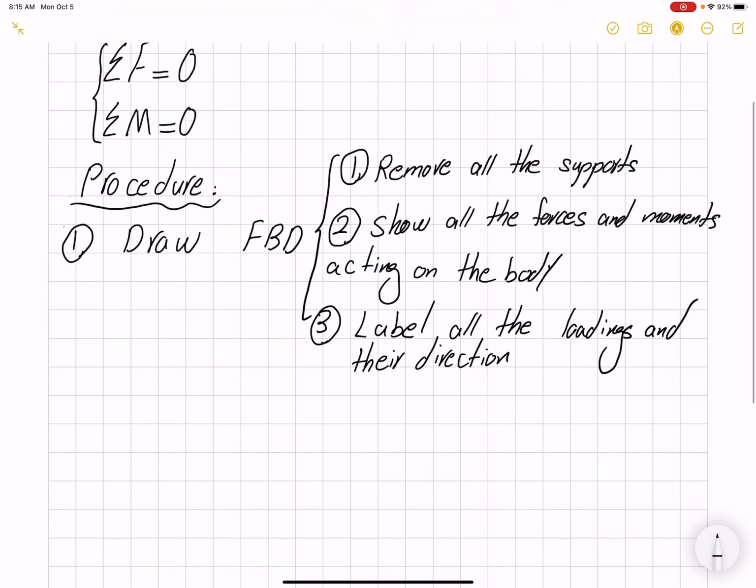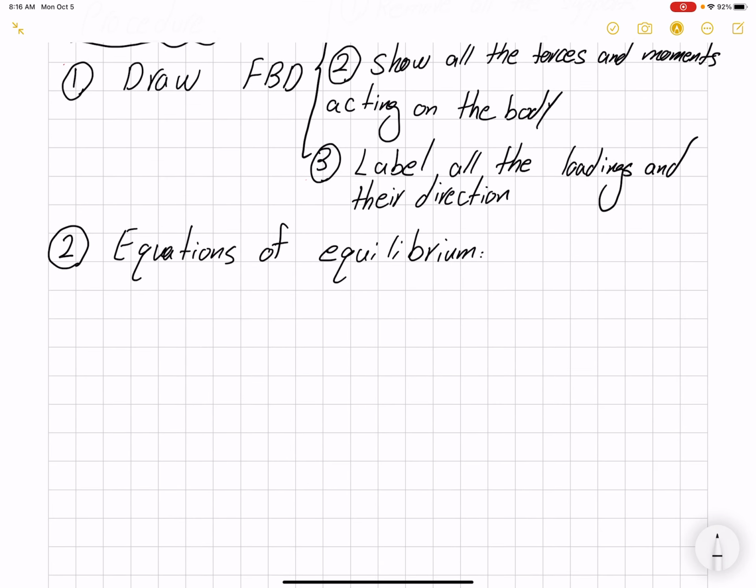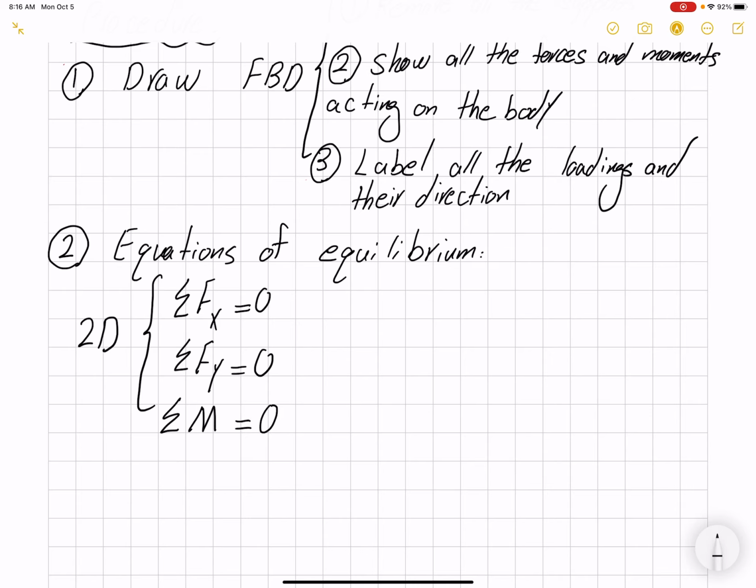Whenever we are talking about equilibrium, first we have to start with a free body diagram, similar to equilibrium of a particle. Then we are going to write equations of equilibrium. So equations of equilibrium, if we are in two-dimensional, we have summation of forces in x direction equals 0, summation of forces in y direction equals 0, and summation of moment would be equal to 0.